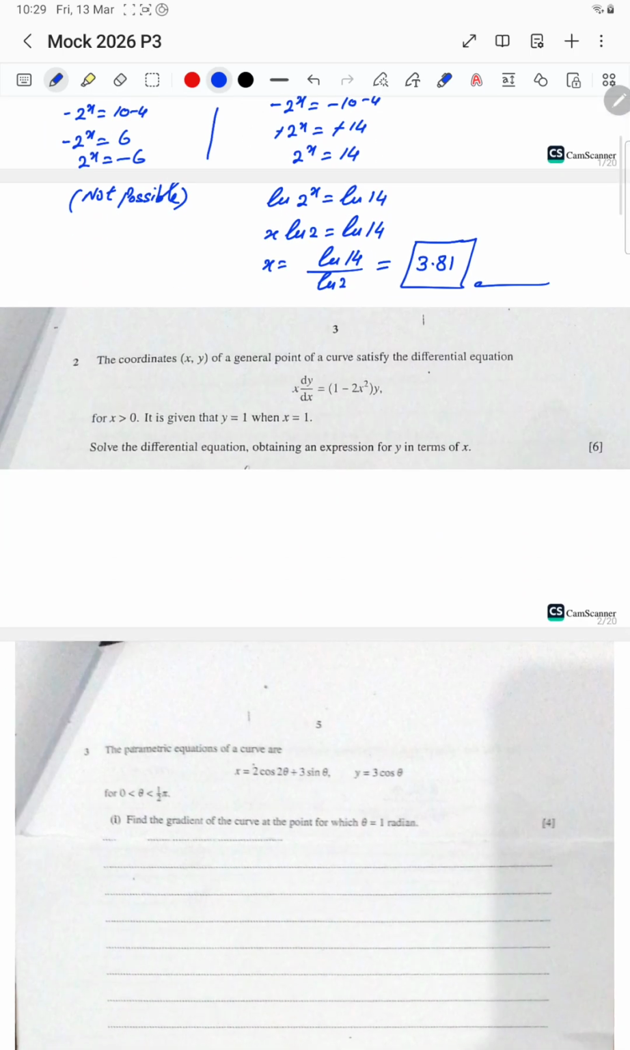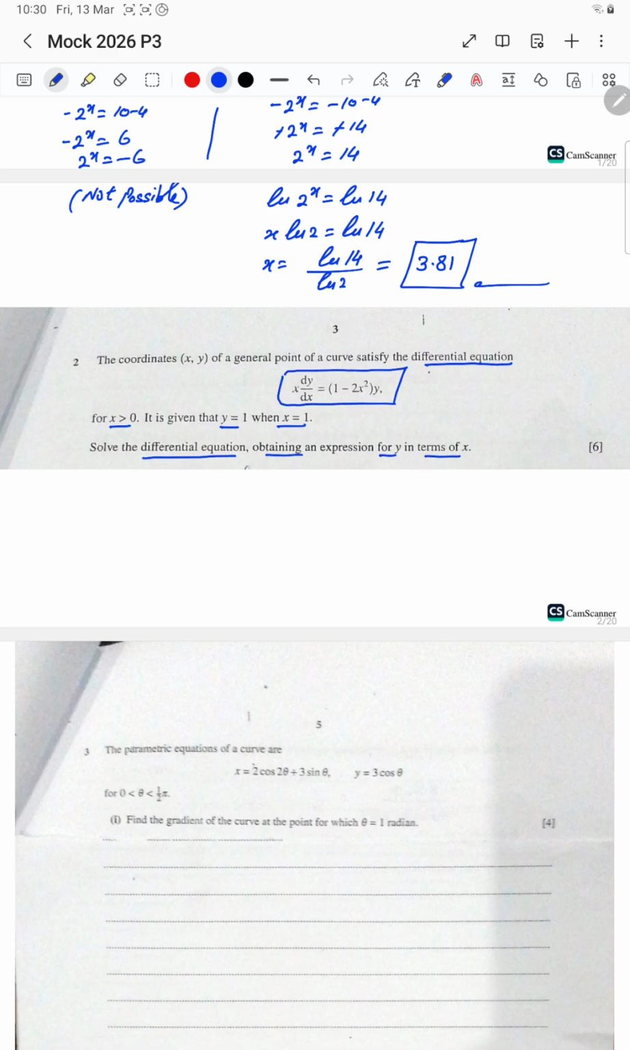Now it says the coordinate x, y of a general point of a curve satisfying the differential equation. Here you are given a differential equation where x is bigger than 0. It is given that y is 1 when x is 1. Solve the differential equation obtaining an expression of y in terms of x. Simple question, a very simple differential equation.